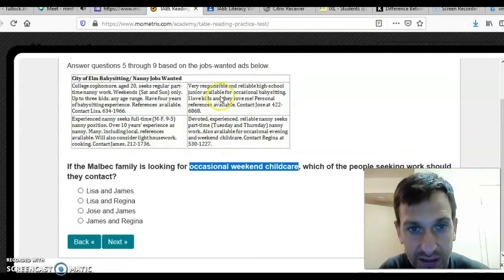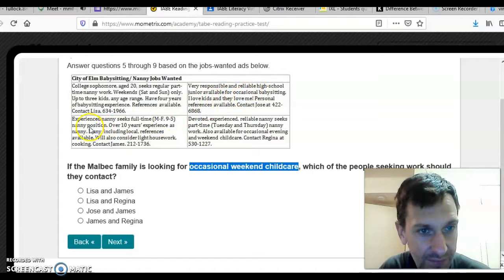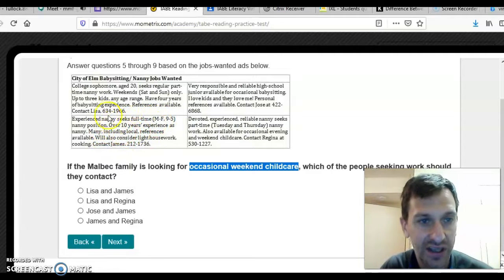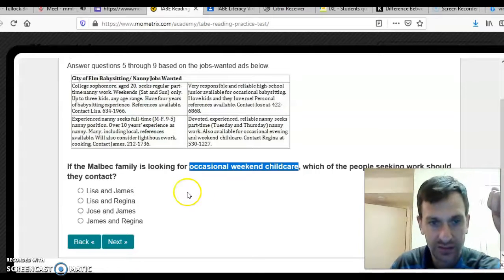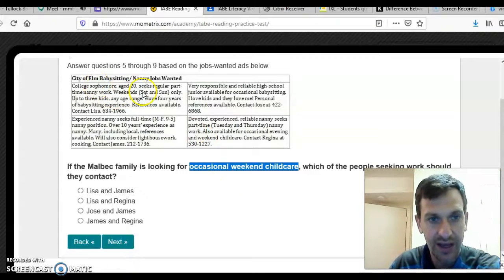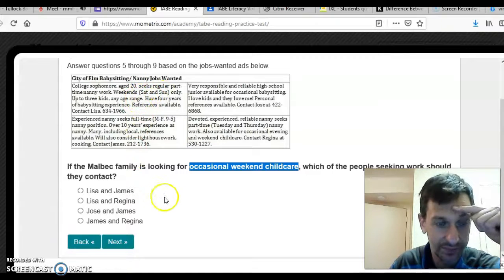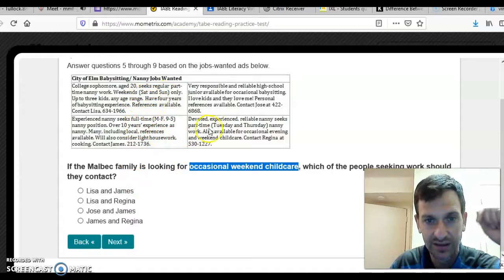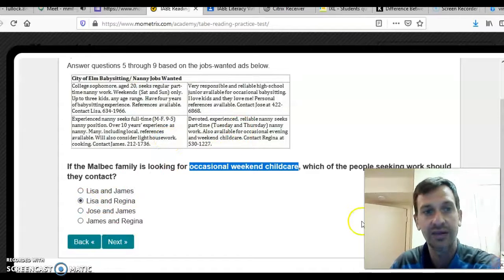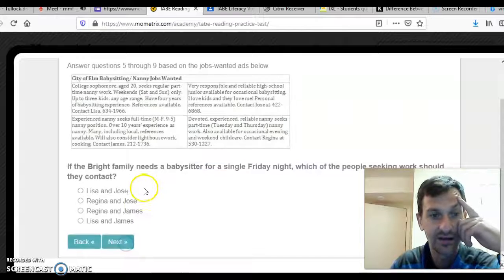Occasional babysitting. Okay, doesn't say anything about weekend. 10 years experience, local references, like housework, Monday through Friday. Doesn't look like it. 20 years old, part-time, weekends only. Alright, so they're looking for occasional part-time week. 20-hour regular part-time nanny work, weekends only. So we've got a Lisa and we've got a Regina. Okay, so we just scan through the document. We're not taking all day.